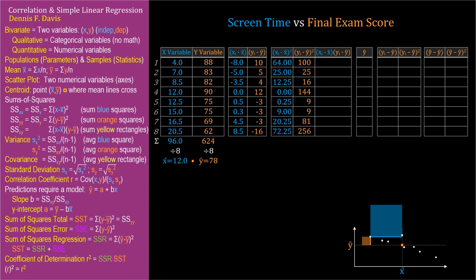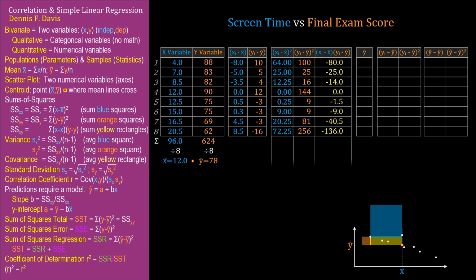For the next column, we take the product of x minus x bar and y minus y bar. That's negative 8 times 10, so negative 80. And we find the product for all the other data points. The units for this column are hours times exam score points. On the scatter plot, we drew them as yellow rectangles having the blue and orange differences as their sides.